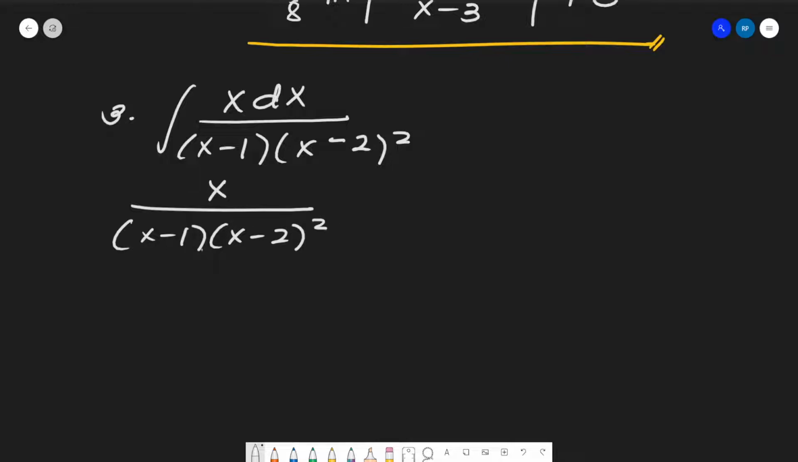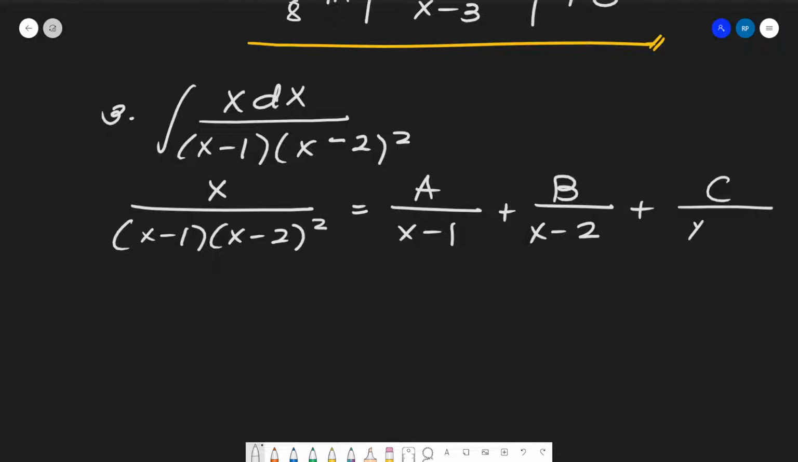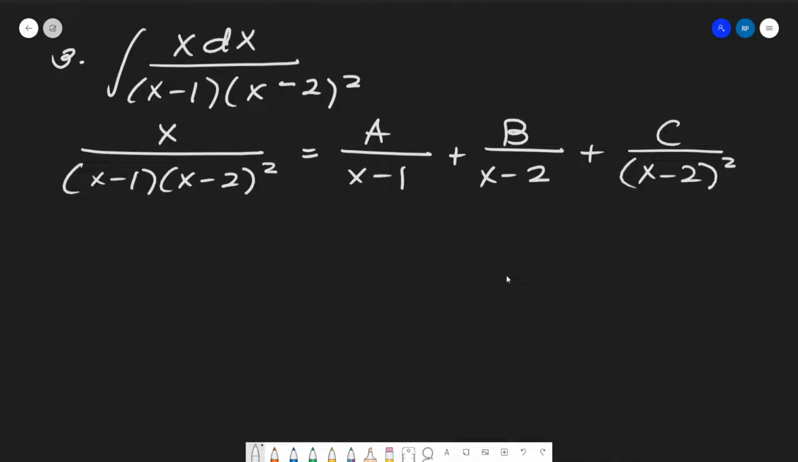So, we have repeated roots, no? Dito, repeated yung ating roots. So, in this case, paano natin siya isosolve? Katulad lang sa linear, a over x minus 1, plus b dito, hindi nyo muna siya isusulat na x minus 2 squared. Hence, x minus 2 lang muna. Single root lang muna. Then, plus c over x minus 2 quantity squared.